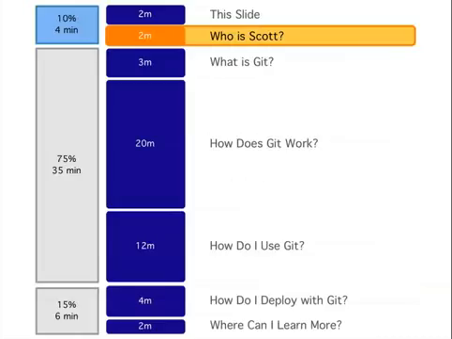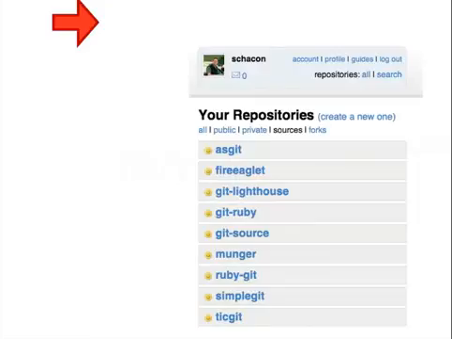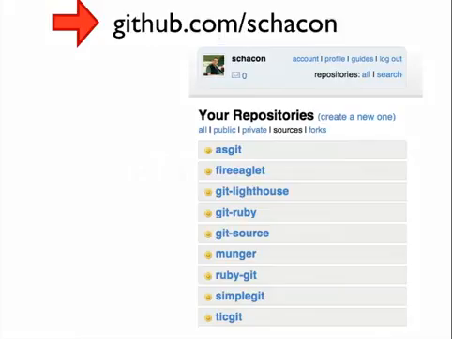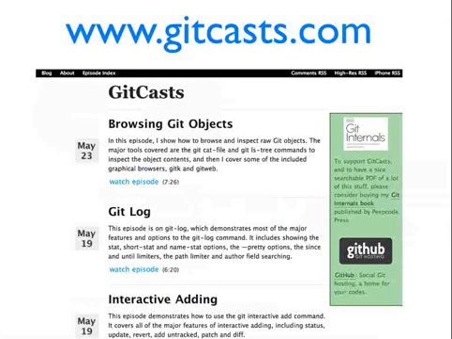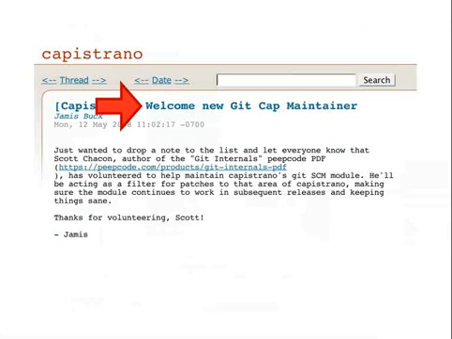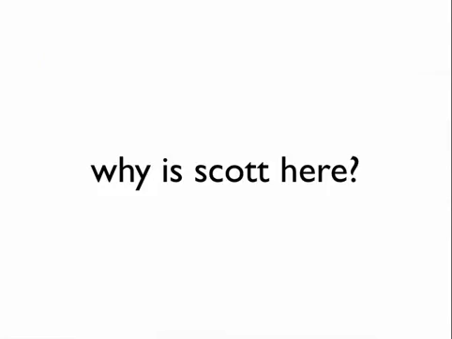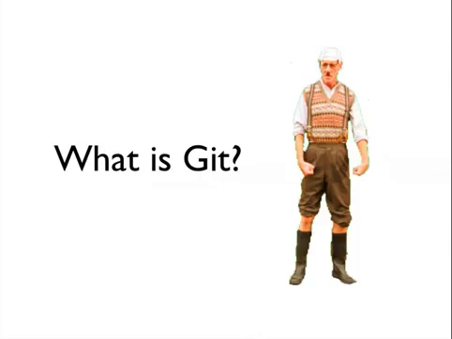So, who is Scott? I am Scott Anthony Chacon. You can find my stuff at github.com/schacon, and I have a couple projects such as RubyGit, just Ruby bindings to Git, ActionScript Git, Ticket, and a whole bunch of other Git stuff. I'm the author of the Git internals PDF, published by Peepcode. I run gitcast.com. I'm the Git Capistrano module maintainer. And why am I here? It should be no surprise that via all that stuff, I'm here to talk about Git.